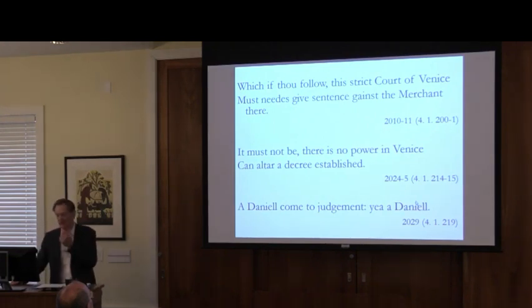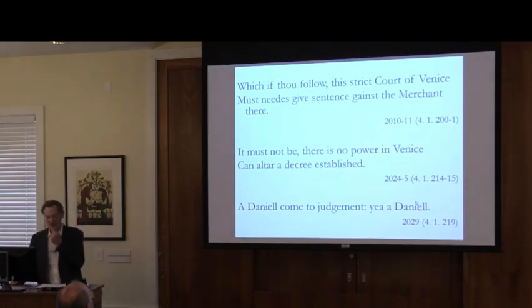Bassanio then famously calls on her. He says, "Twist the law to our purposes, you must." She says, "It must not be. There is no power in Venice can alter a decree established." "A Daniel come to judgment!" "Yea, a Daniel!" So it's over.